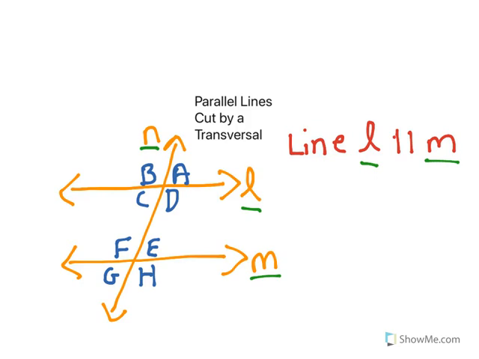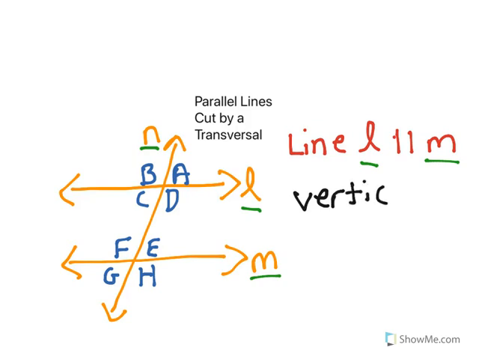And in the process, it's going to form 8 different angles here for us. Angle A, B, C, D, E, F, G, and H. And so what we're going to learn today are what some of these angles are called in relation to other angles that are displayed here. So the first one we're going to start with are what are called vertical angles.